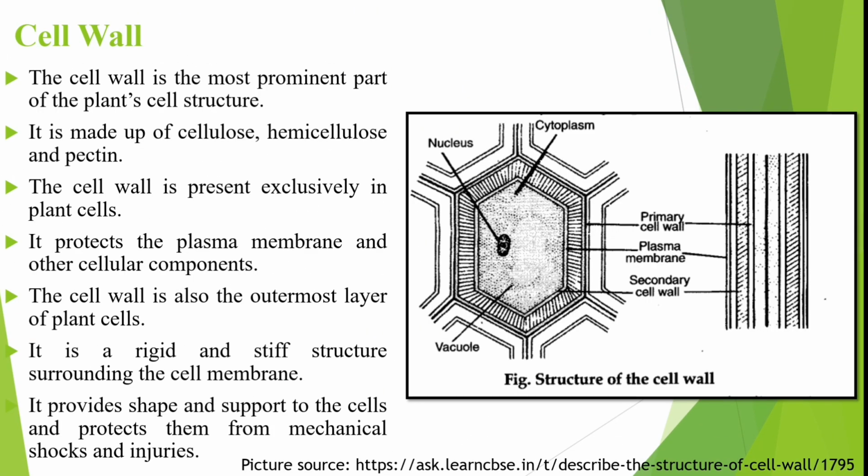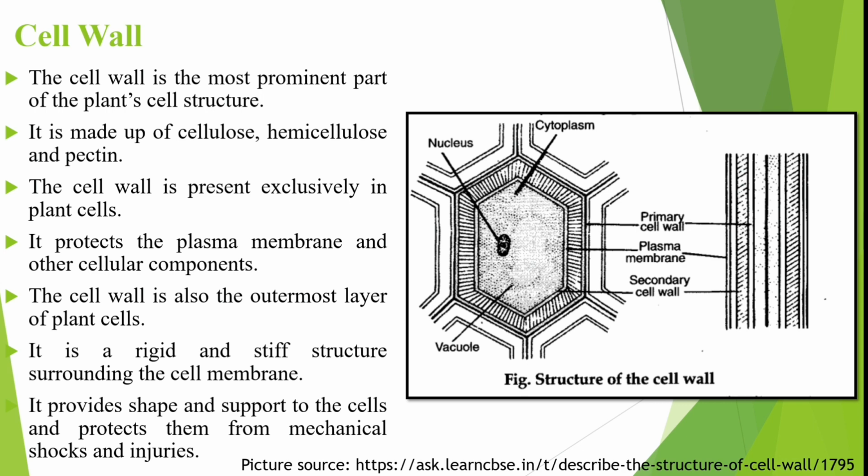Next, the cell wall. The cell wall is the most prominent part of plant cell structure because it is the outermost layer of the plant cell. It is absent in animal cell. The cell wall is made up of cellulose, hemicellulose and pectin. It is present exclusively in plant cell. It protects the plasma membrane and other cellular components, because in case of plant cell, the plasma membrane is present inner to the cell wall.